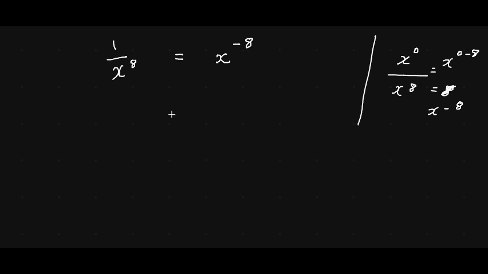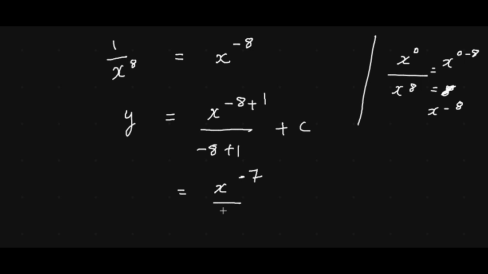So again, it's very simple for us, because if we know the derivative is x to the power of minus 8, then the answer y equals x to the power of minus 8 plus 1 divided by minus 8 plus 1 plus c. And that is equal to x to the power of minus 7 divided by minus 7. So I'm going to put 7, and then I'm going to put minus here, plus c. That should be the answer for the next one.